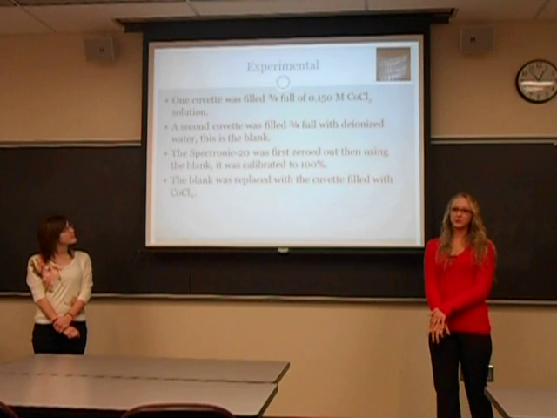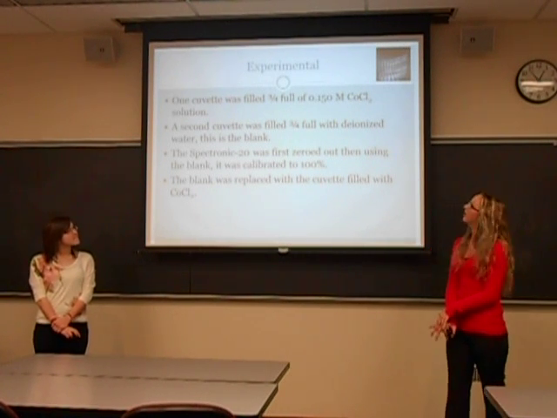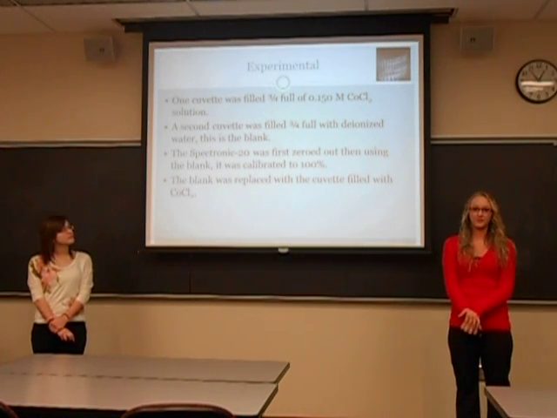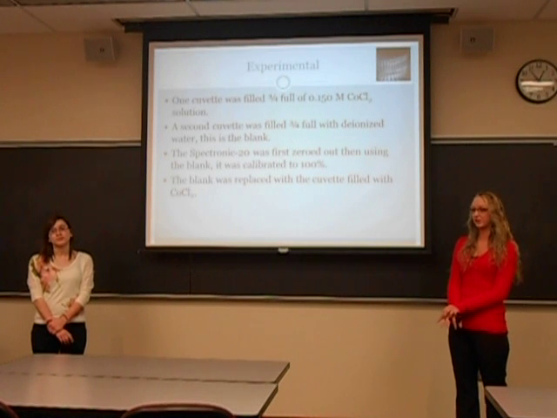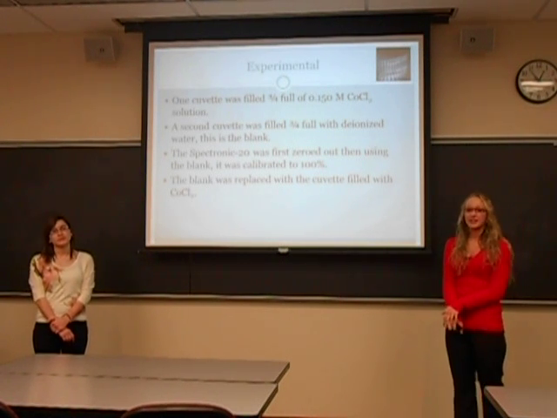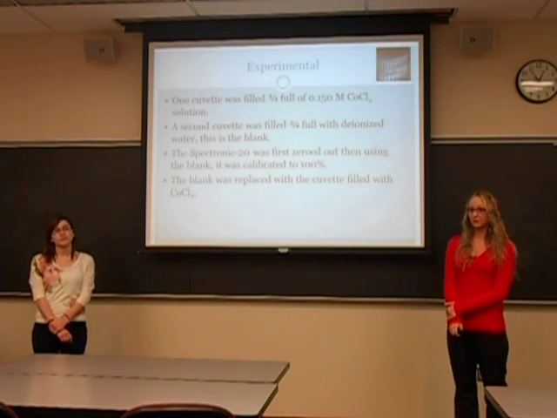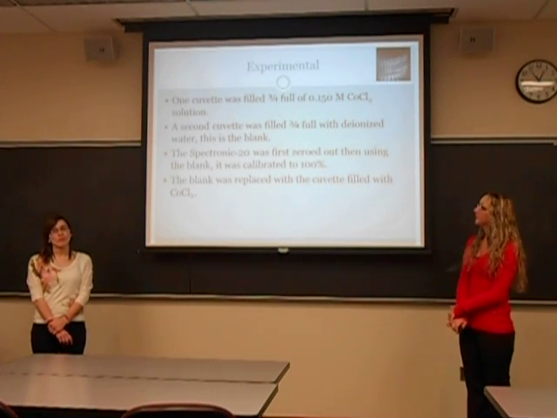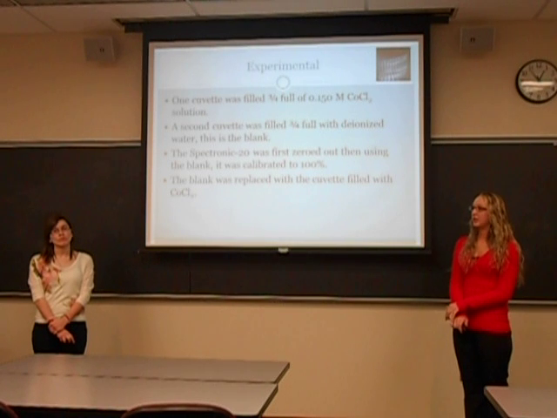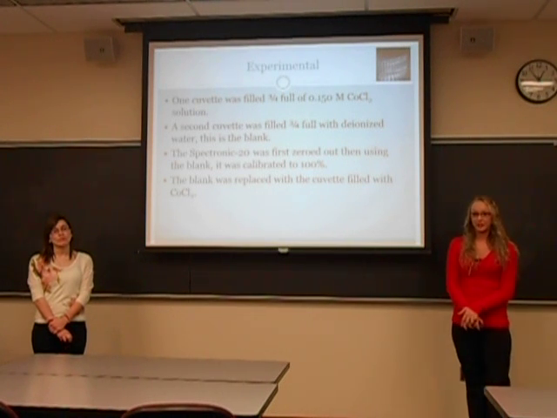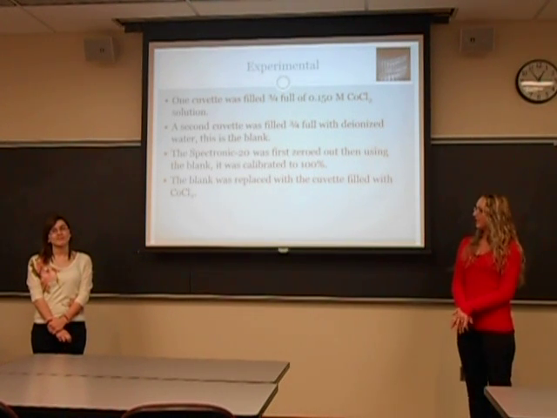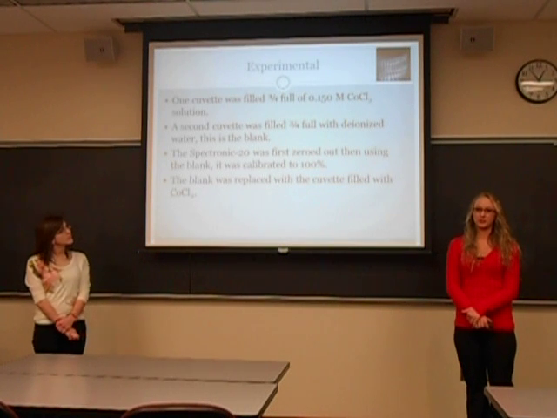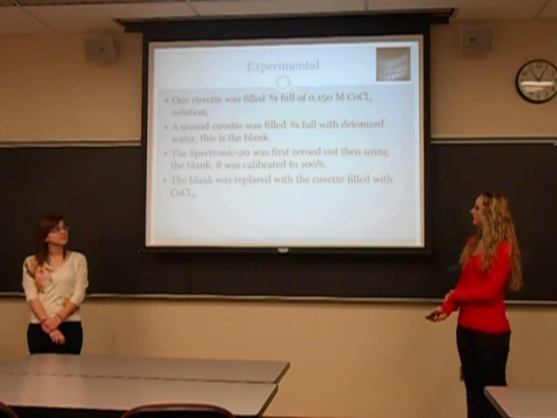For the experimental, what we did was we filled one cuvette 3/4 full of 0.150 molar cobalt chloride solution. Then we filled a second cuvette full of deionized water, which we will refer to as the blank. From there, we zeroed out the spectrophotometer, and we put in the blank and calibrated it to 100%. And then the blank was replaced with the cobalt chloride cuvette, and we continued from there.